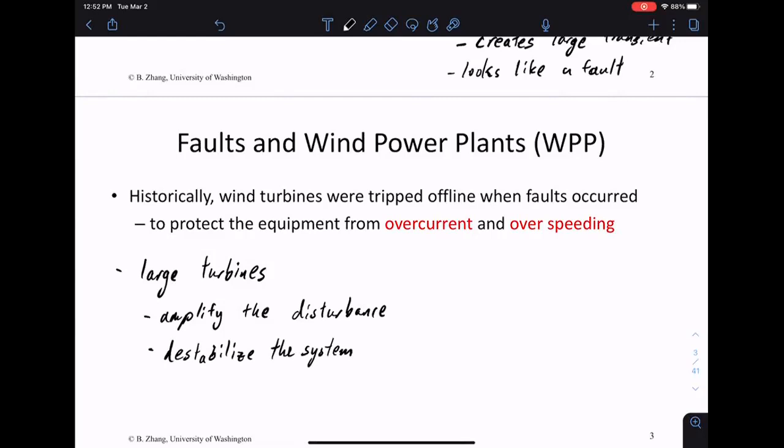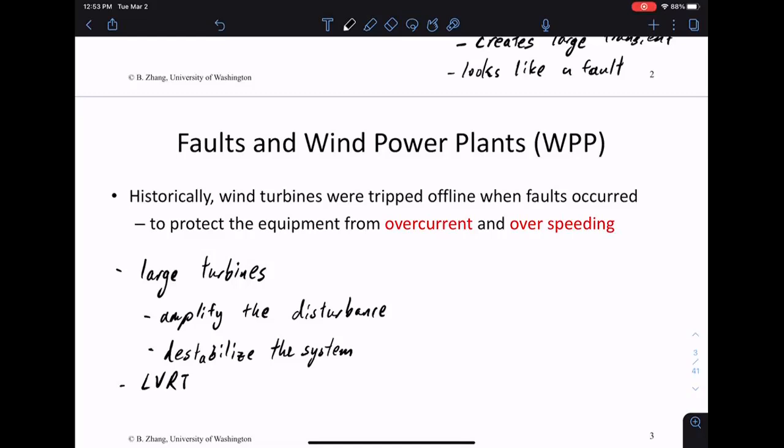Right? So before the new regulation in the early 2000s, this was actually observed. As often as not, it's not the fault that disturbs the system, it's the reaction to the fault that destabilizes the system. Okay, so the fault is not the primary issue. It's because we're reacting to the fault by just disconnecting everything that is causing more problems in the system.